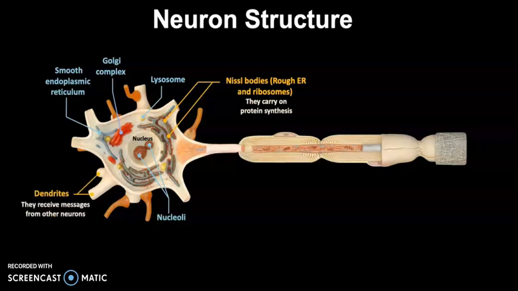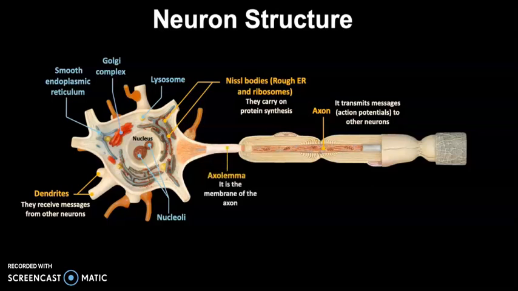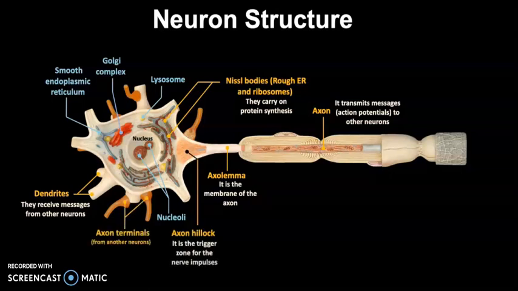Dendrites, they receive the messages from other neurons. The axon, that transfers the stimulus from one neuron to another neuron, transfers the action potential, as you can see right there. The axolemma is the membrane of the axon. The axon hillock here is the trigger zone where the action potential starts. The axon terminals, those are axon terminals from other neurons, right, that they are going to secrete the neurotransmitter.